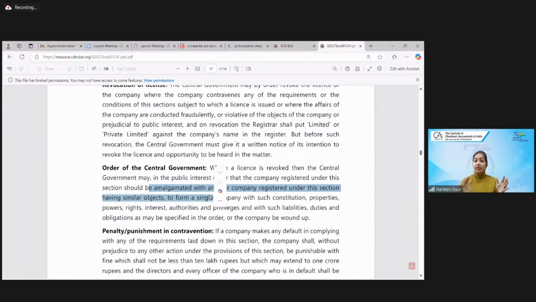Now, what is central government? Central government will go to the National Sports Club. They will tell them either you amalgamate yourself with another company which has similar objectives or you just wind up your company. So two options will be given to them: that you merge yourself, amalgamate yourself.